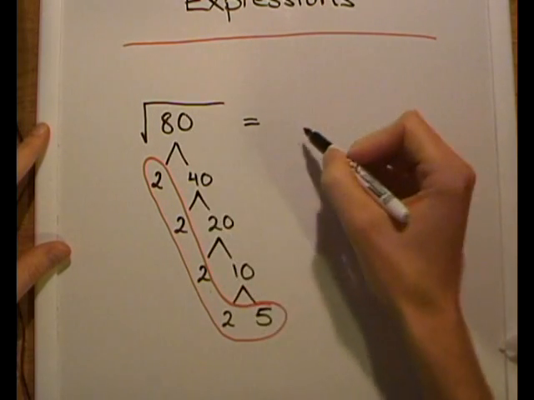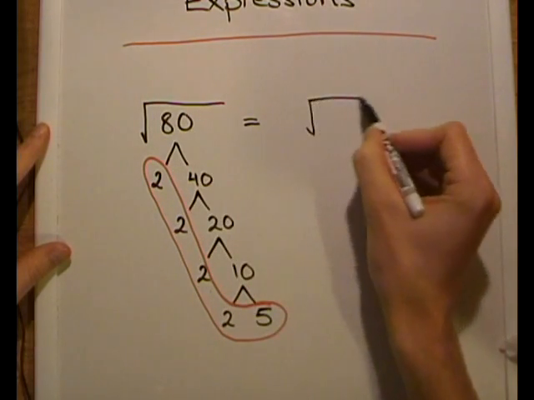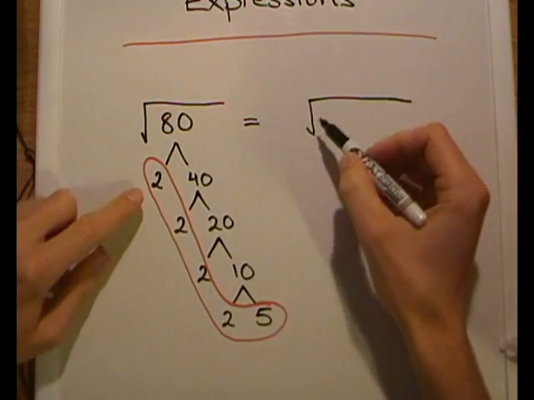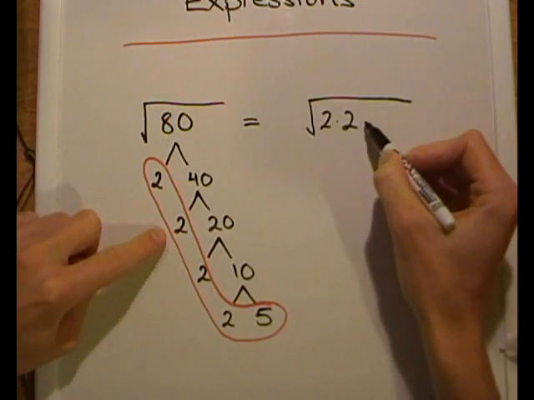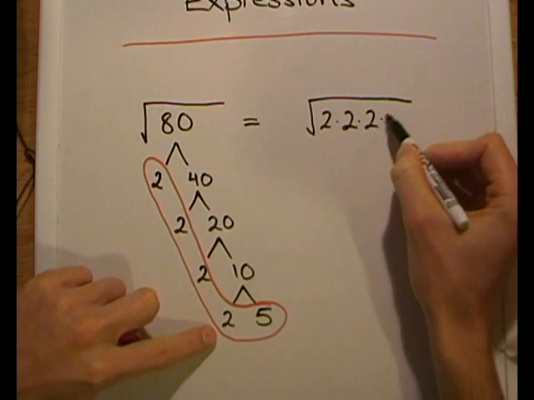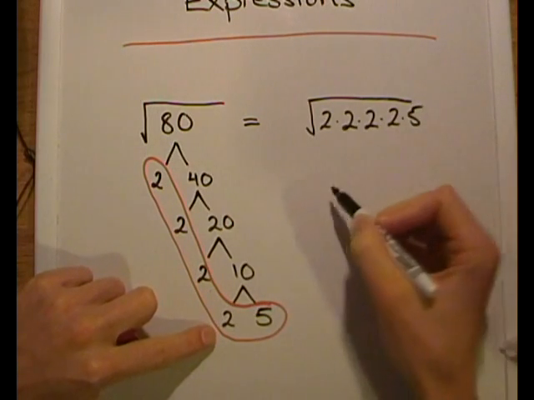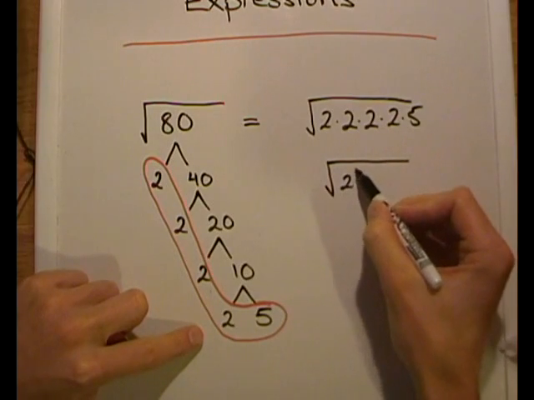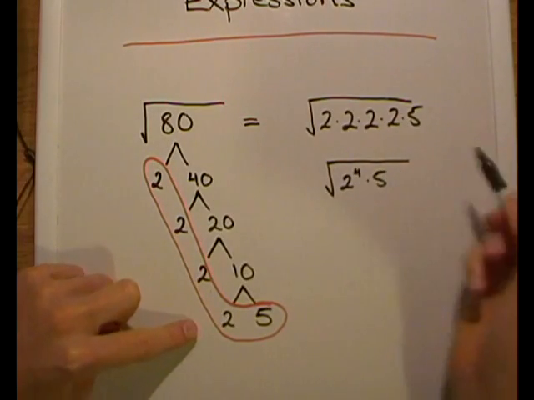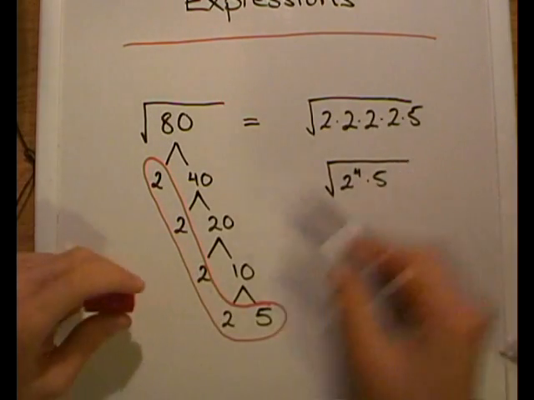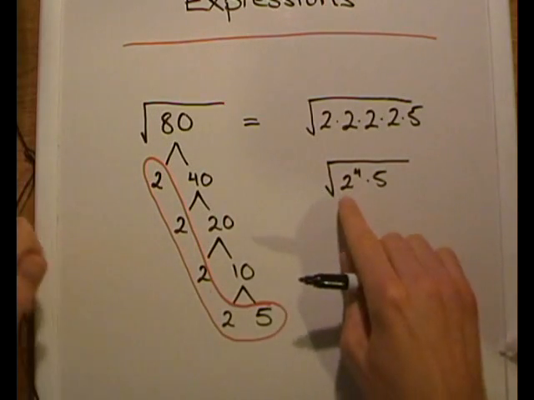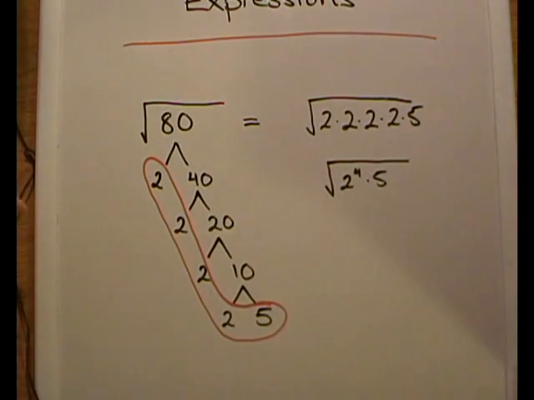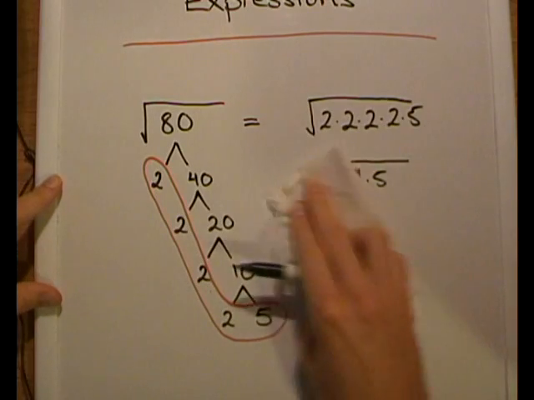So we rewrite the square root of 80 as the square root of 2 times 2 times 2 times 2 times 5. You could also write this as the square root of 2 to the power of 4 times 5 if you want to. I'm going to explain it this way, but if you want to do it that way, there's no problem in doing it that way.